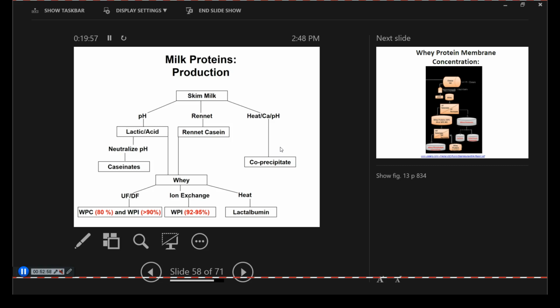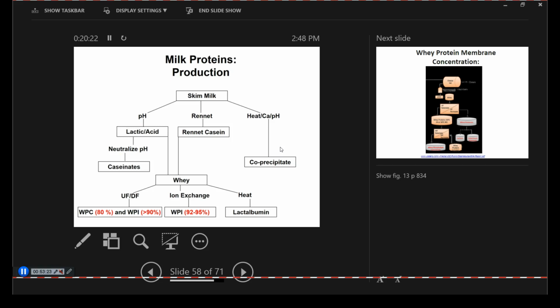So whey is the byproduct of either acid precipitation or rennet precipitation of casein. What you can do here is process it in different ways. If you just heat it and coagulate it, you end up with a coagulant called lactalbumin. It doesn't have much functionality. We'll talk about functionality later. It's mainly used for nutritional value.